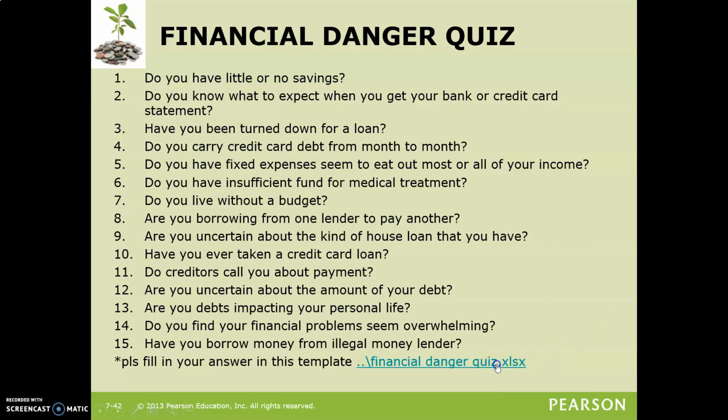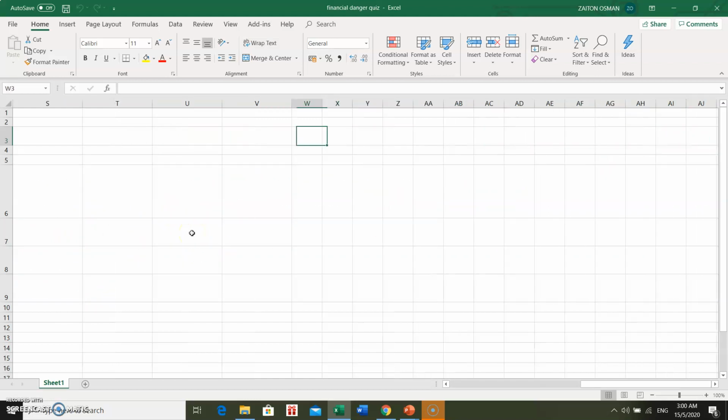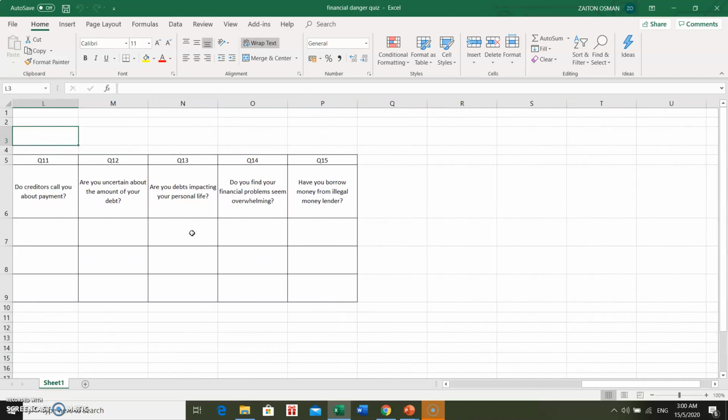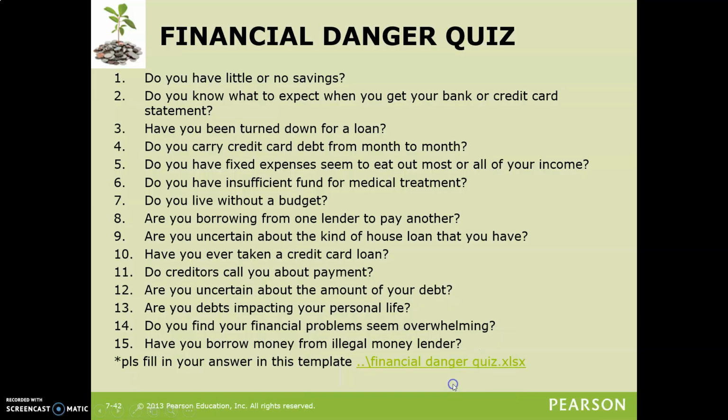So these are the templates that I prepared for you guys, so you guys can fill it up. Where possible, please avoid yes or no answers. So provide the name, age, occupation for all three, at least three I said. These are the questions. You have 1 until the 15 questions here. Okay, so these are the templates for you. Okay, this is your exercise.